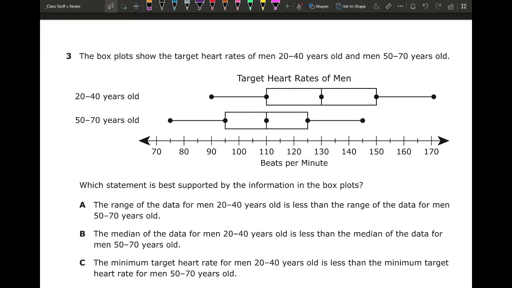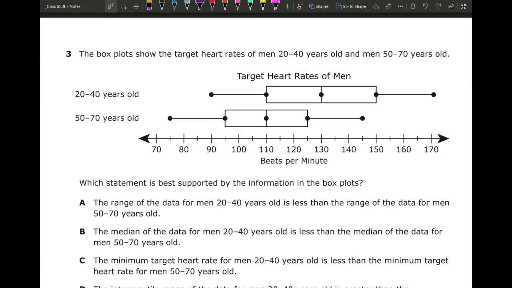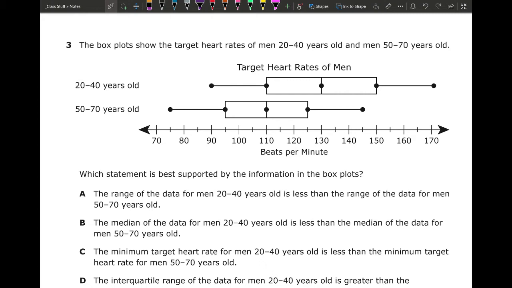Number 3, box and whiskers plots. I also have a video about this one. Make sure you look at the playlist and find this playlist. I think this is gonna be under data maybe. So the box plots show the target heart rates of men 20 to 40 years old and men from 50 to 70 years old.